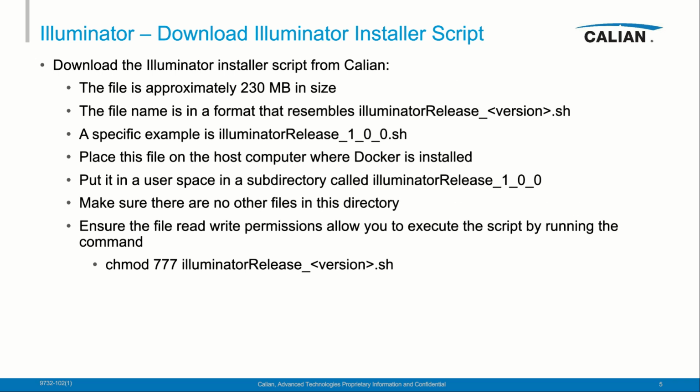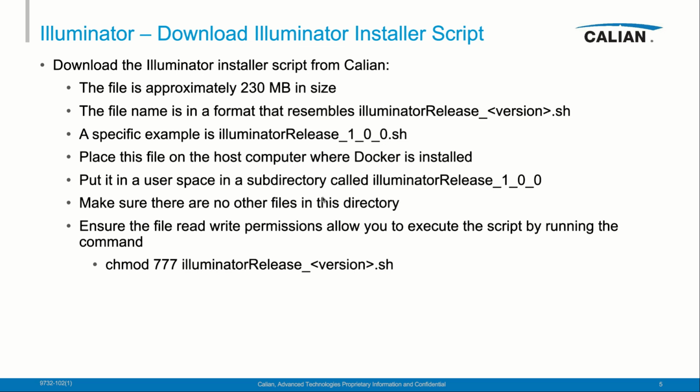Then you download the Illuminator installer script from Kalian. It's about 230 megabytes in size. The file name format looks something like Illuminator release underscore with some version. So for example, 1_0_0. Place this file on a host computer where Docker is installed and create a new directory.